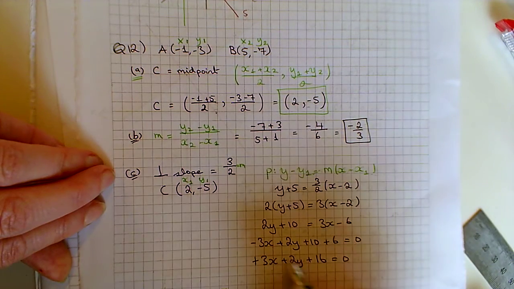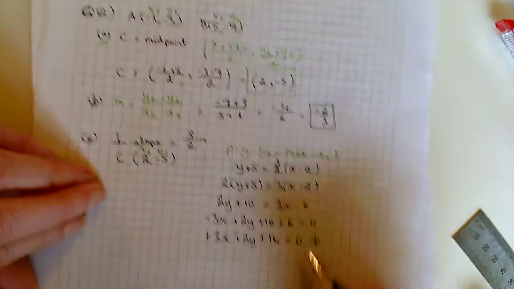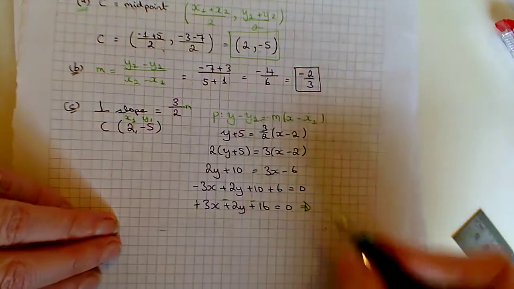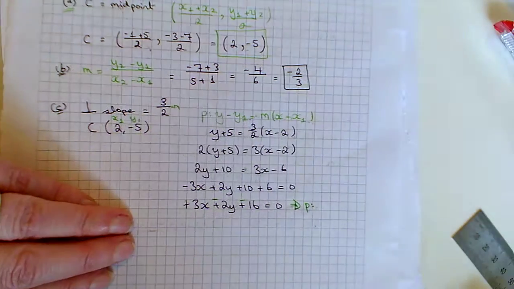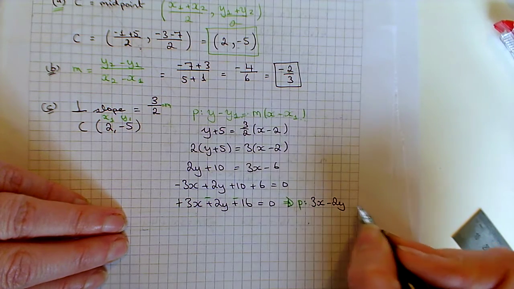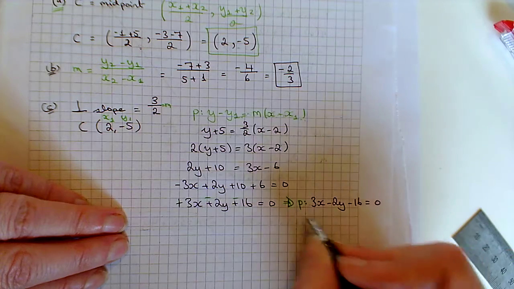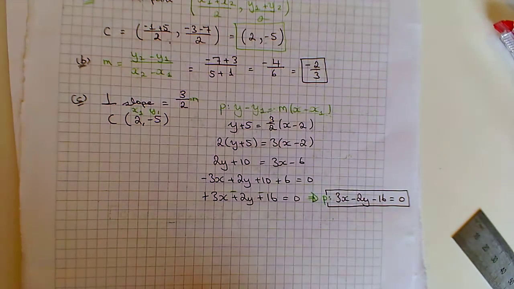Okay, would I give you full marks if you didn't change the signs? It depends on how difficult the rest of the question is, to be honest. That's what it comes down to. So P, the line that I was asked to find the equation of, is 3x minus 2y minus 16 equal to 0. And that's the full answer of part C. Of course, you might have skipped some steps there, and I hope you would be at this point.